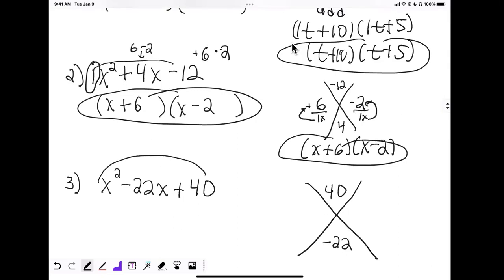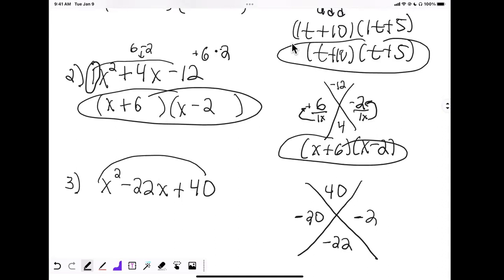So 2 numbers that multiply to be positive 40 and will add up to be a negative. That means it had to be a negative and a negative, because a negative plus a negative is a negative, and a negative times a negative is a positive. It's the only way to get a negative middle number and a positive last number. So now I can think of it a different way. I know they're both the same sign. So what numbers would make 22 out of 40? Well, that would be 20 and 2. So negative 20 times negative 2 is positive 40, and negative 20 plus negative 2 is negative 22.